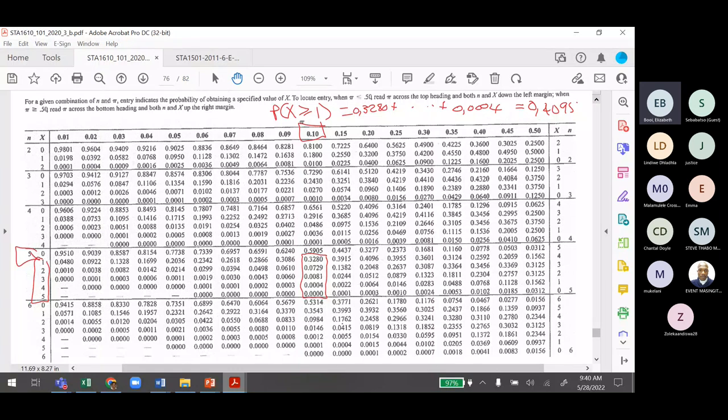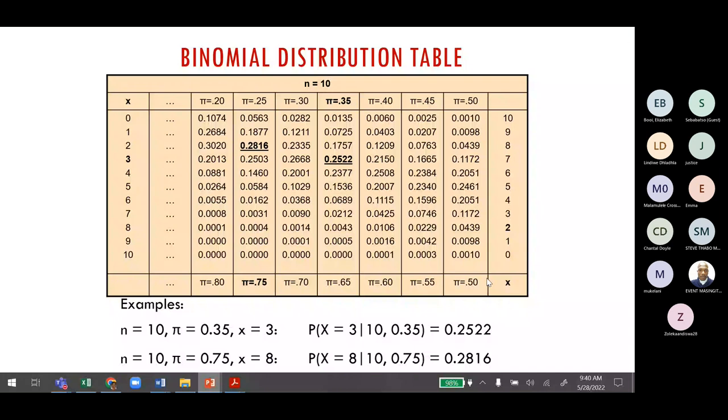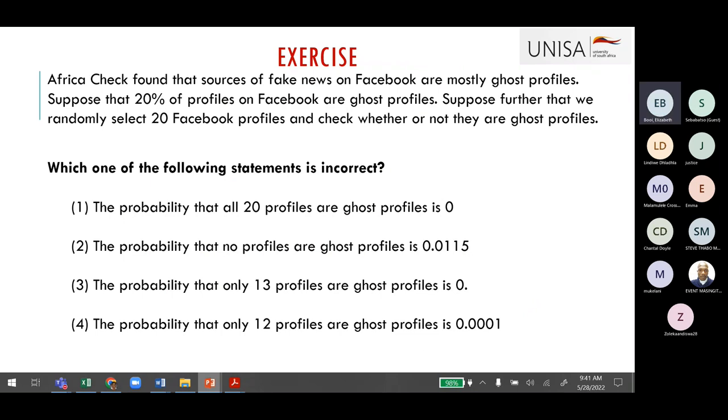0.4095. Or alternatively, we know that is the same as 1 minus the probability of 0, which will be 0.5905, which is 0.4095. You can use either way, but you need to know how to use your table. So when we do some exercises, you should be able to answer the questions. I was just also demonstrating how to use your table. So I'm not going to ask you to answer this question for now. Let's see when we look at the Poisson, and then we'll come back to the activities later on.